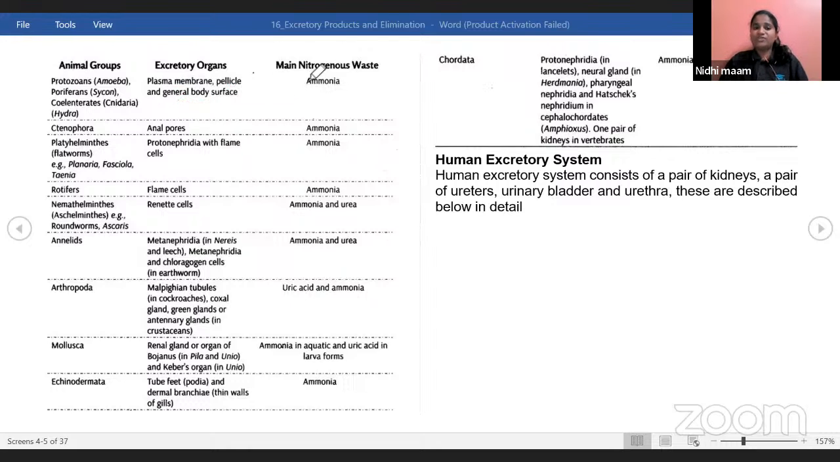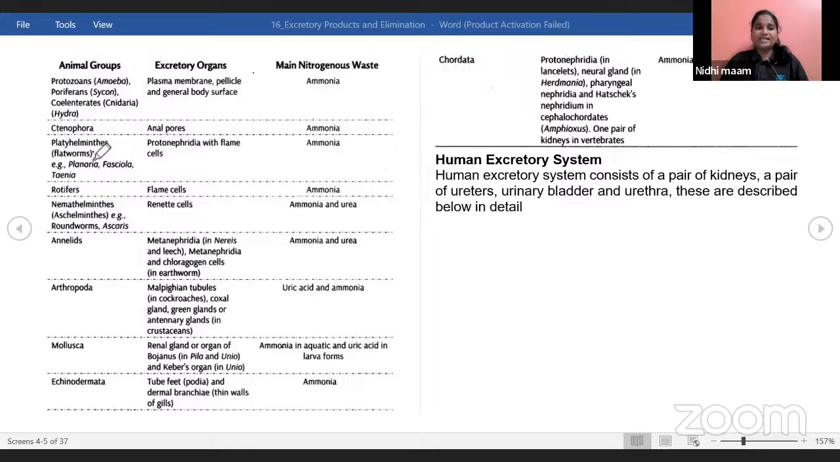coelenterata. So which is the nitrogenous waste? Ammonia. Why? Because these are aquatic animals. Then there is a group called Ctenophora. In that, anal pore, a small pore is present at the distal end of the body, which is called anal pore. So it also excretes ammonia.